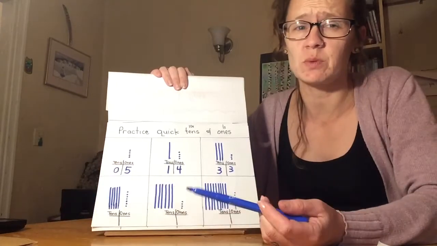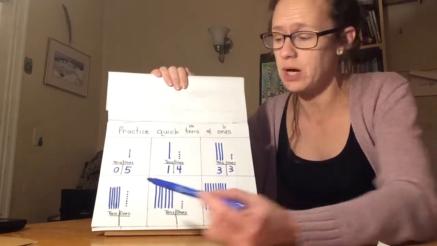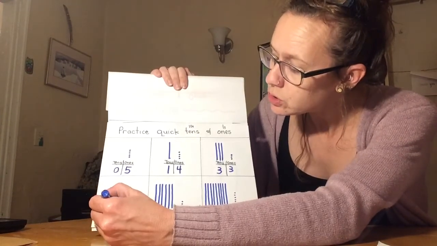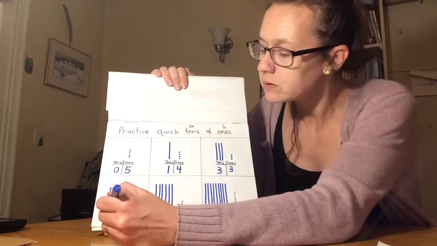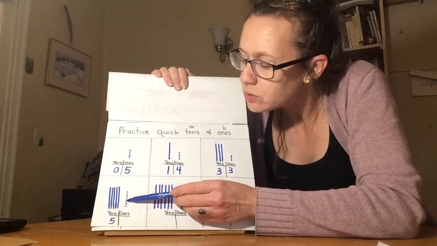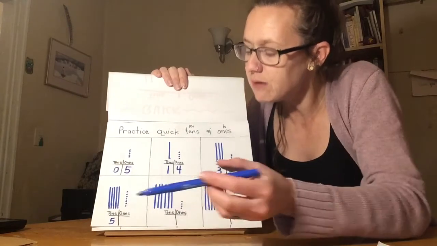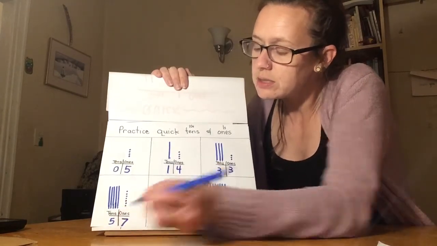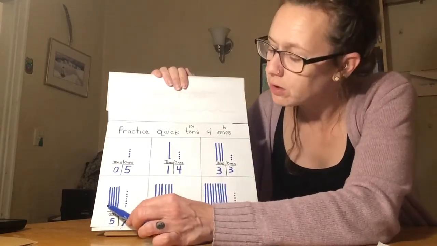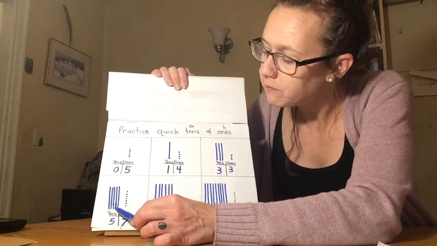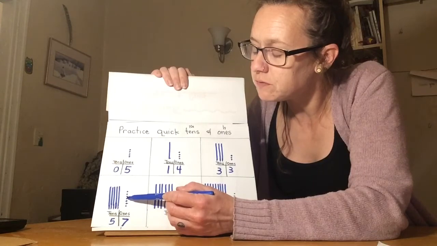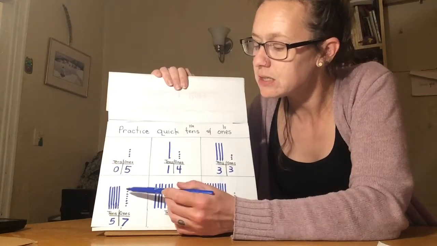First, I'm going to count my tens. And remember, we always read our numbers left to right, just like we do words. So let's start with tens. 1, 2, 3, 4, 5. And let's count our ones. 1, 2, 3, 4, 5, 6, 7. And together we have the number 57. Let's go ahead and count that together. 10, 20, 30, 40, 50, 51, 52, 53, 54, 55, 56, 57.